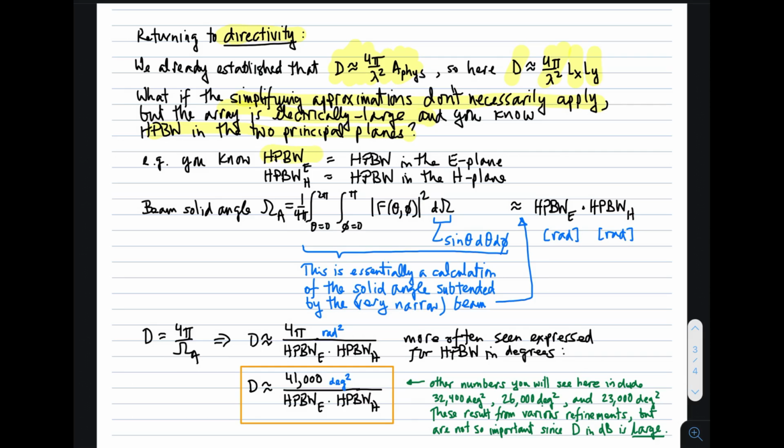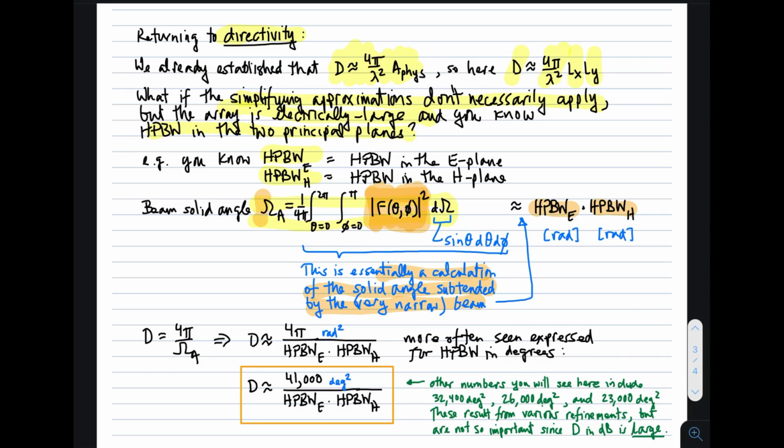If you know the half-power beam width in one plane, say the E plane, and then you know the half-power beam width in an orthogonal plane, say the H plane, well, then we can ask, what do we know about the beam solid angle? Well, beam solid angle in general is given by this expression, 1 over 4 pi, integrate over a sphere of the normalized power pattern. But this is essentially a calculation of the solid angle of the subtended beam, which is very narrow if the array is electrically large. And a rough guess of the solid angle would simply be the half-power beam width in two orthogonal planes multiplied together. That would give you radians squared, which is essentially steradians, again, in the sense of a rough approximation.